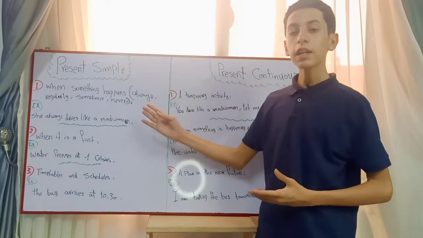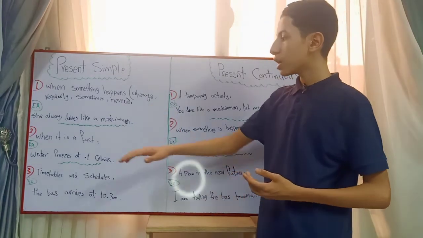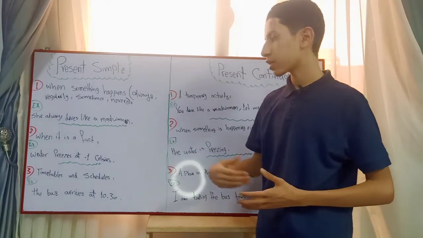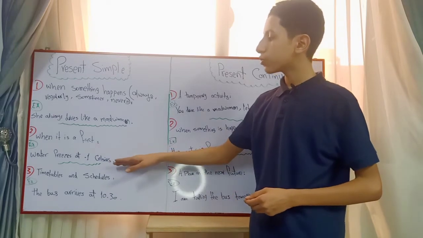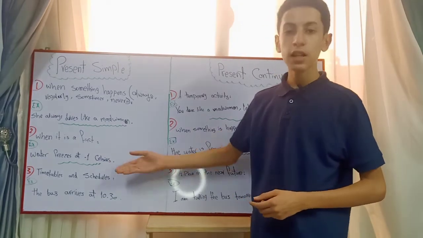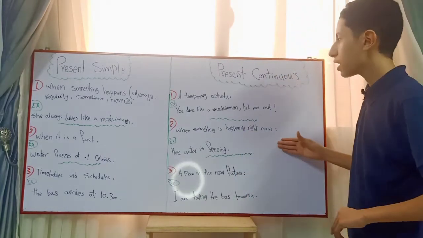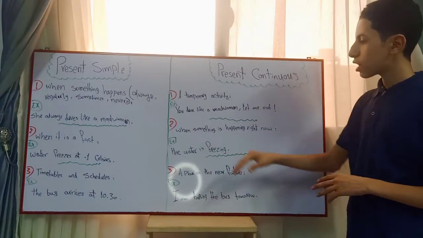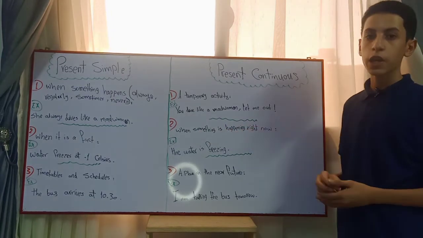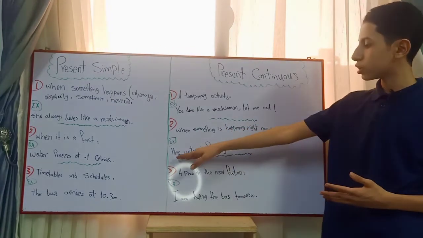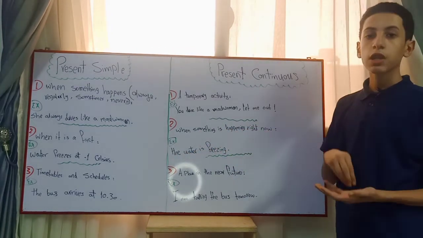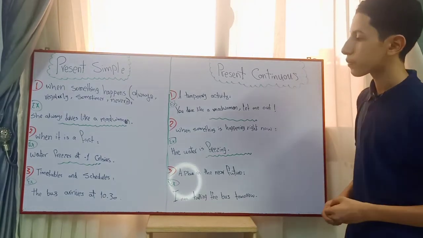Okay. The second use in the present simple is when it is a fact. For example, water freezes at zero Celsius. So it's a fact, it is a change. And here, in the present continuous tense, when something is happening right now. For example, the water is freezing. So now the water is freezing.